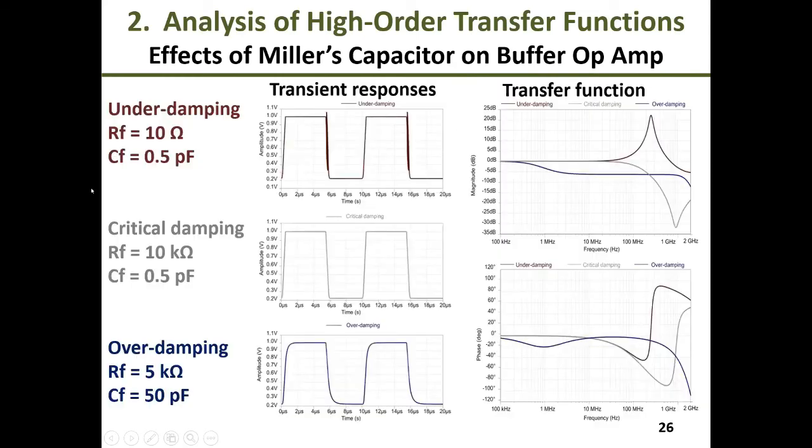In case of underdamping region, you can see that the overshoot occurs. And at the cutoff frequency, you can see the gain is very high. And if you design a very large Miller capacitor, the rising time is very slow.